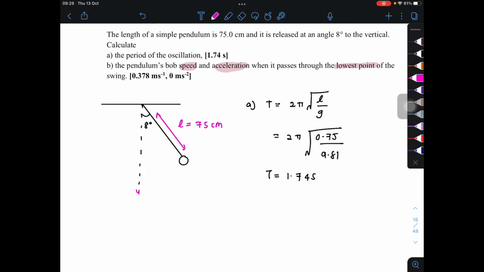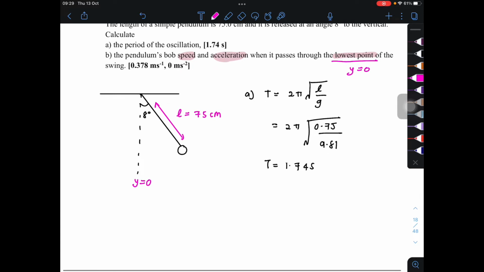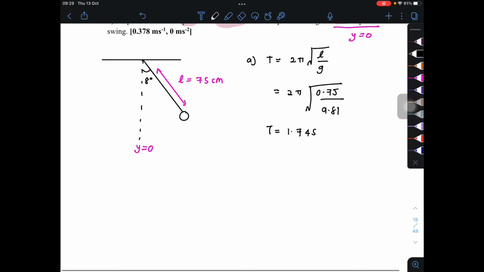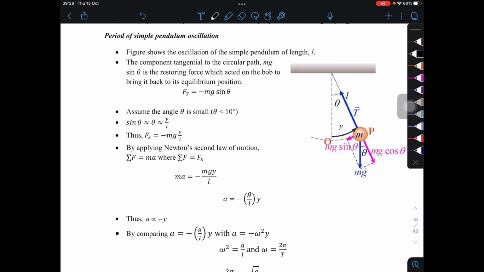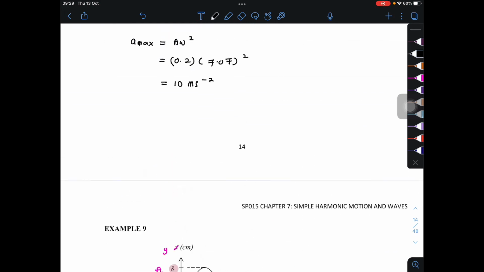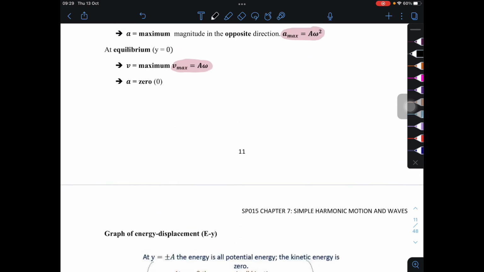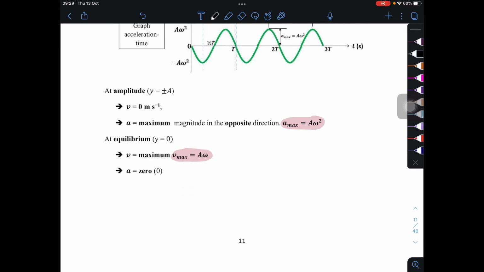So this is the lowest point, which is y equals zero. So the keyword here means that y equals zero. We want to find what is the speed and what is the acceleration. If we go back to the notes in the previous subtopic, which is here.